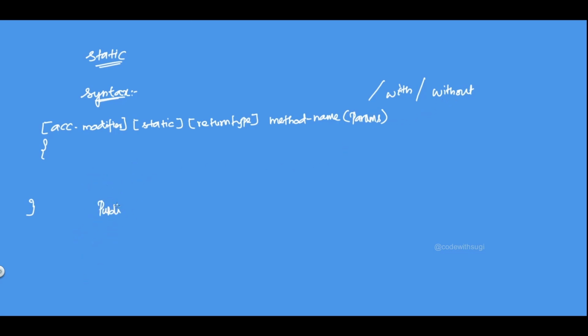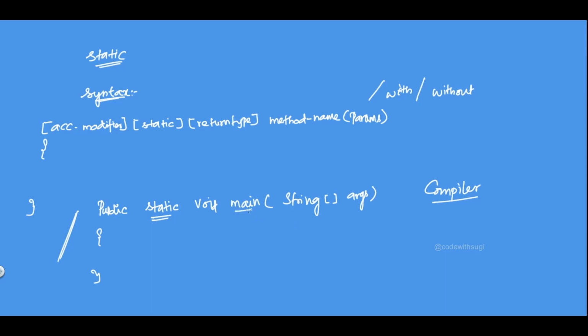From the beginning we used to see the main method, right? So public static void main, with String[] args. This is one best example for static methods. Due to this static nature, the compiler is able to access this main method without any object creation. Now I think you may correlate all those things with the static method.